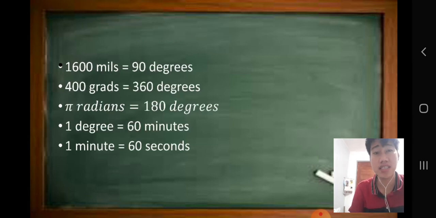1,600 mils is equivalent to 90 degrees. 400 grads is equivalent to 360 degrees. Pi radians is equivalent to 180 degrees. 1 degree is equivalent to 60 minutes. And 1 minute is equivalent to 60 seconds.